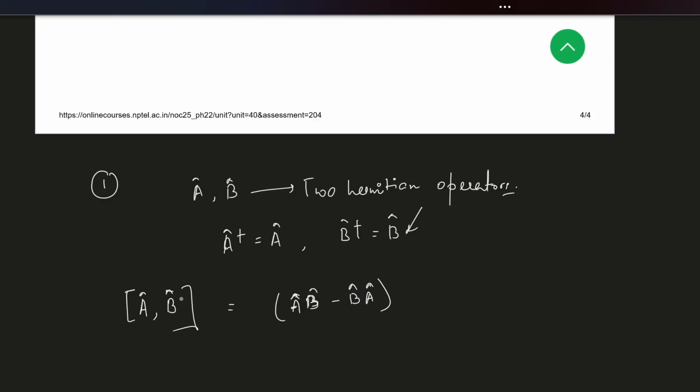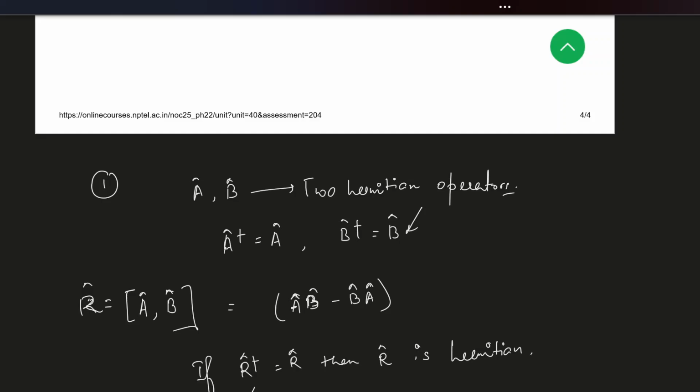Now how do we see whether that is Hermitian? Let's say this is a new operator, called the R operator. This new operator is nothing but the commutator operator of A and B. So this is A cap B cap minus B cap A cap, and if R cap dagger equals R cap, then this commutator operator is Hermitian. So we have to see whether that is satisfied.